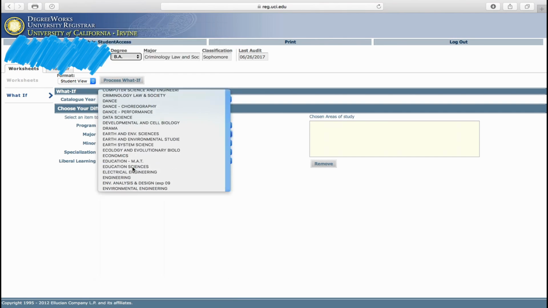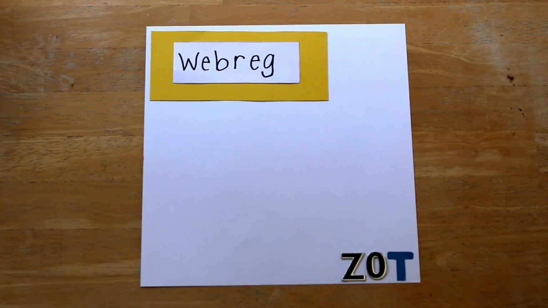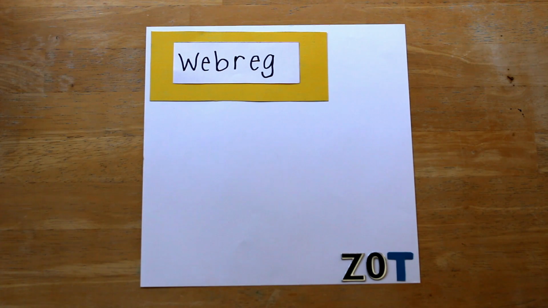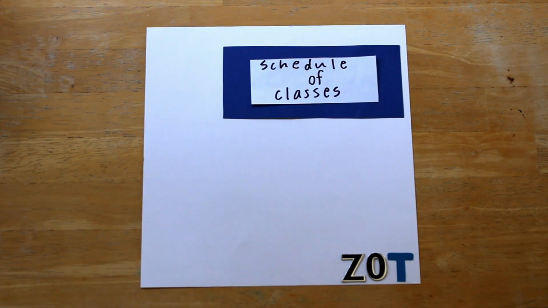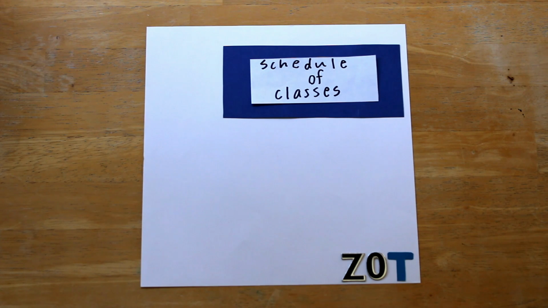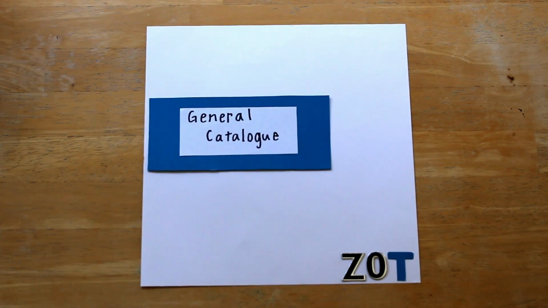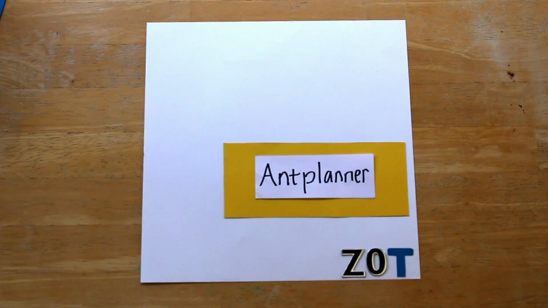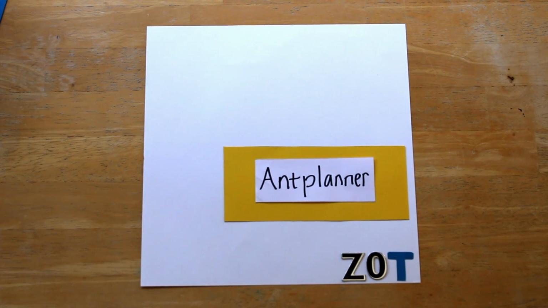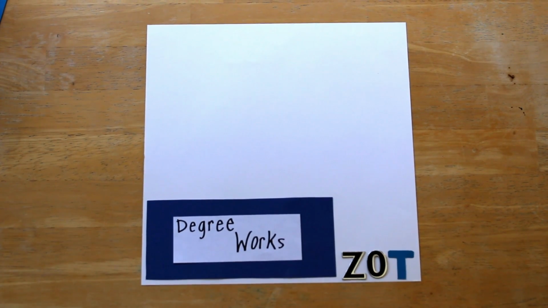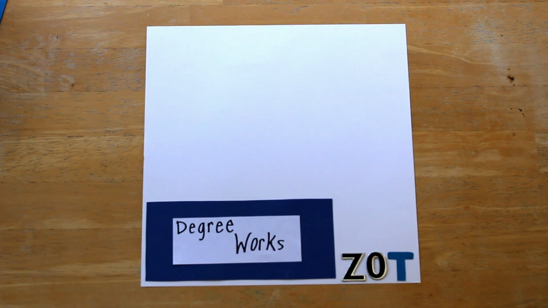So now let's do a quick review. Webreg. This is the website where you input the course codes to enroll in the classes. Schedule of classes. This is the website that has an archive of every class available this quarter, and this is where you get the course codes to enroll. General catalog. This is the website that gives you a brief description on every single class and tells you what GEs they fulfill. Antplanner. This is where you can put all of your classes onto a calendar so you can create your schedule for the quarter. DegreeWorks. Because this keeps track of your progress at UCI, it'll become a handy tool when trying to figure out what classes to take in the future.